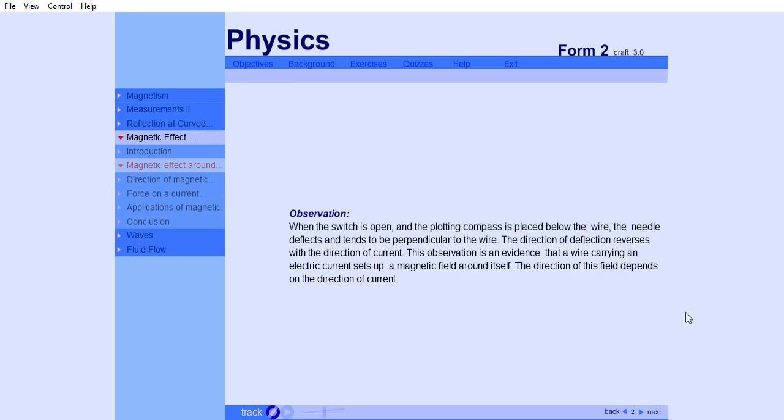Observation. When the switch is closed and the plotting compass is placed below the wire, the needle deflects and tends to be perpendicular to the wire. More specifically, the compass needle points away from us. This direction reverses with the direction of current. This observation is evidence that a wire carrying an electric current sets up a magnetic field around itself. The direction of this field depends on the direction of current.